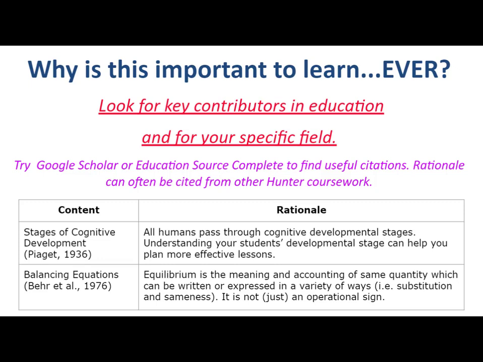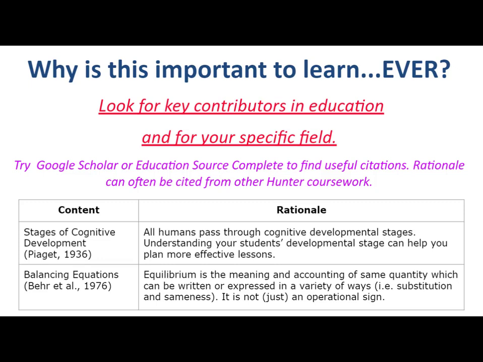As a math teacher, I may say that if I am teaching a class on balancing equations, that the rationale to learn balancing equations is that equilibrium is the meaning and accounting of the same quantity, which can be written or expressed in a variety of ways. Things can be substituted into being a sameness. It's not just an operational sign. An equal sign means more than just is or the result of. Okay, there's more to that meaning.